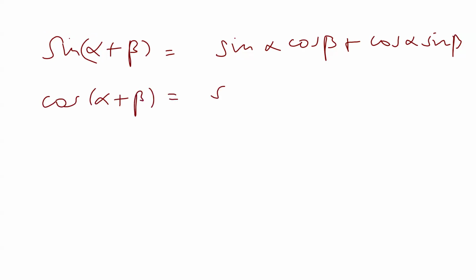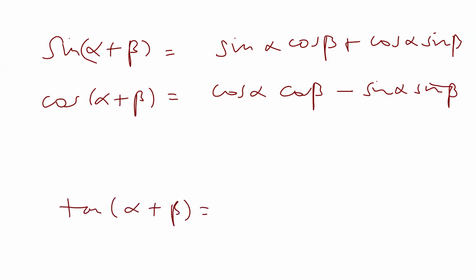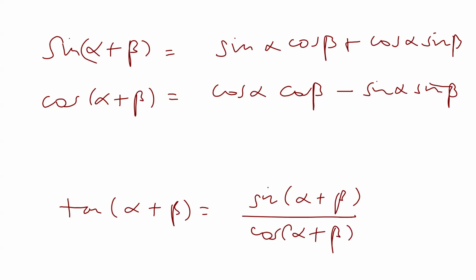Cos alpha plus beta is cos alpha cos beta minus sin alpha sin beta. Again, you have all the values. And then tan alpha plus beta, you can use the compound angle formula, or it will be simply sin alpha plus beta upon cos alpha plus beta. So this is how you need to solve this particular problem.